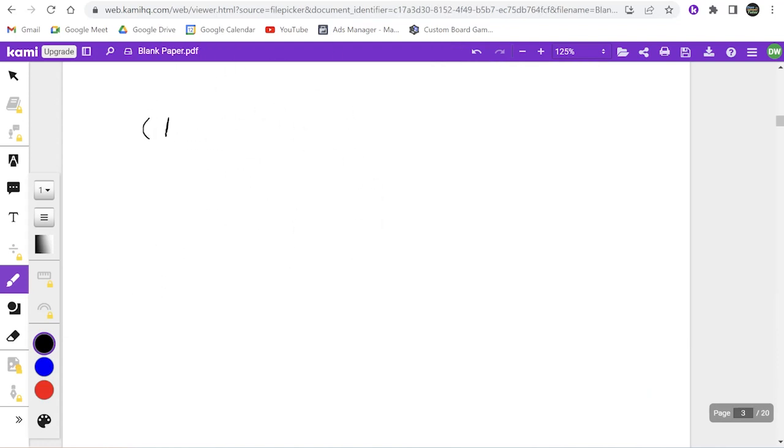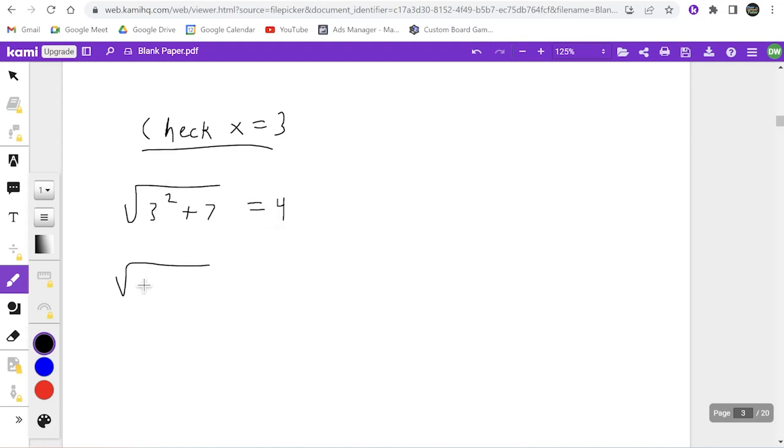So first, I'm going to check x equals 3. To do that, I'm going to say the square root of 3 squared plus 7, and I'm wondering if that equals 4. So the square root of 3 squared is 9, plus 7, 16, so the square root of 16 equals 4. And that's true. Square root of 16 is 4.